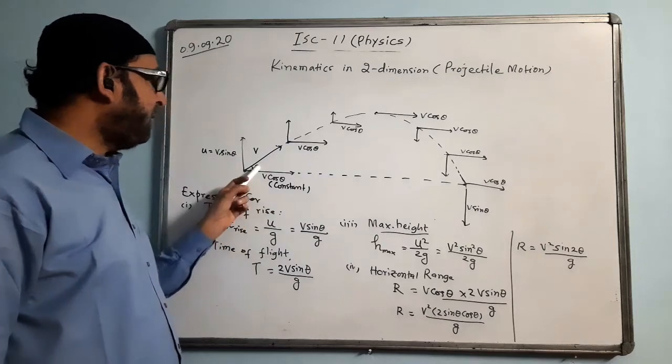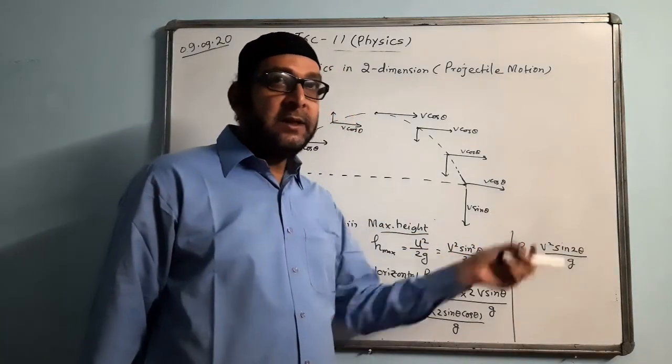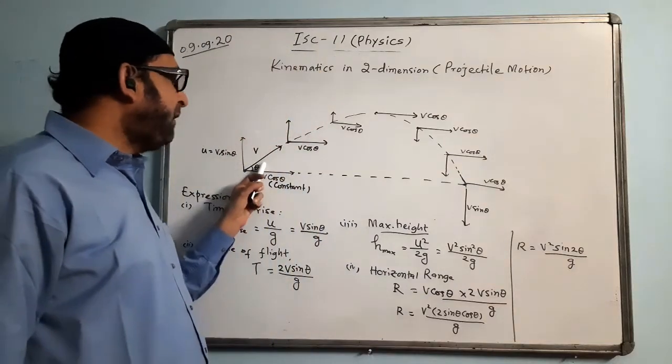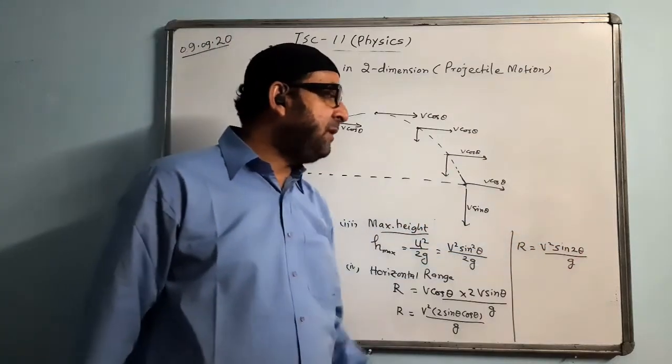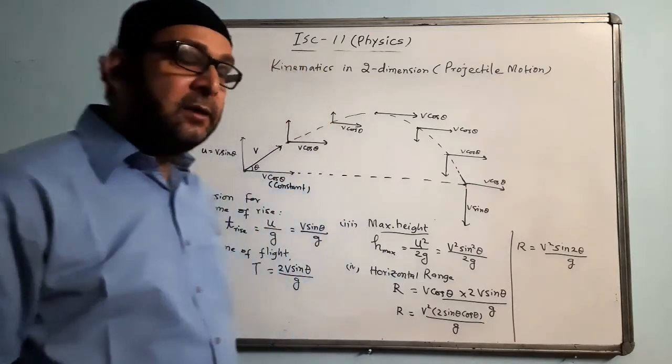If the theta value is 30 degrees, we will get 2 into 30, that is 60. Sin 60 by g will do. If the theta value is 15 degrees, here we will take 2 into 15, that means sin 30. Sin 30 degrees by g will do.